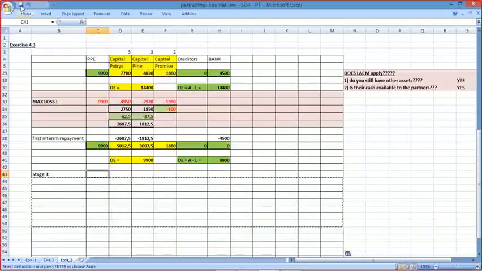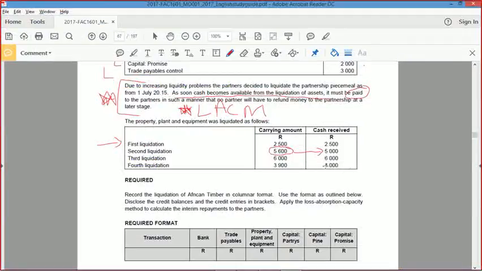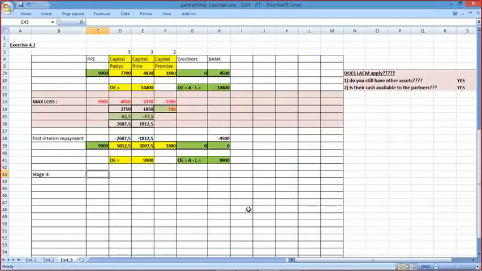Okay, perfect. So stage 3 says the third liquidation. It's actually a good stage because the carrying amount was 6,000 and the cash received was 6,000 as well. Okay, so what do I do with that? Go back to your spreadsheet. Correct. Then we say there under stage 3, in cell B44, carrying amount is 6,000 and proceeds is 6,000. Perfect. So there's no profit or loss. Good. So bank goes up by 6,000.